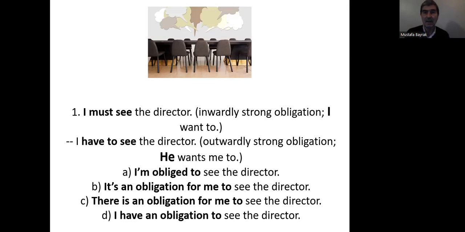For example, I am obliged to see the director. This gives both messages, either inwardly strong obligation or outwardly strong obligation. I am obliged to see the director. It's an obligation for me to see the director. There is an obligation for me to see the director. Or I have an obligation to see the director. So all of them give the same message.